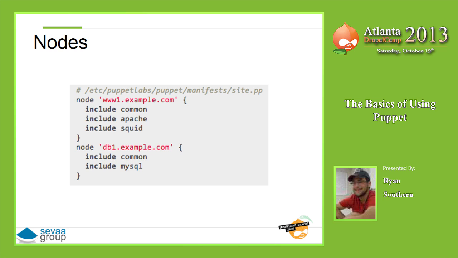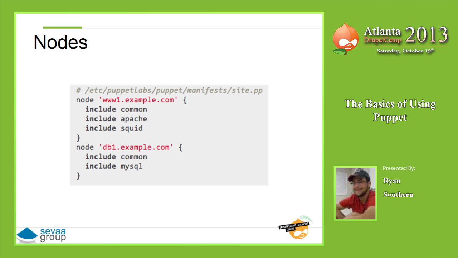When you define a node, you're including the classes. That's what the code right there means. So like that first one, it looks like it's a web server, and it includes the common packages, the Apache packages, and then Squid packages. And then the next node right there, the database server, and it includes the common packages and MySQL. And this is all done on the Puppet master server.